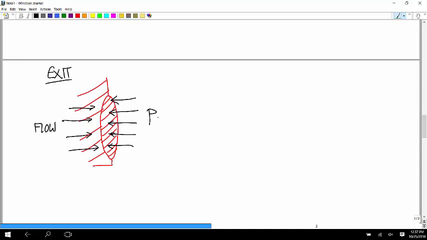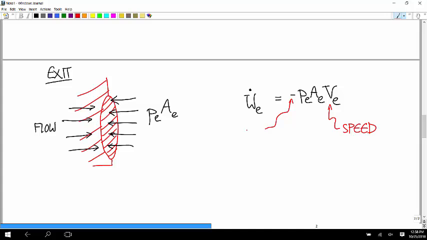So this force is the pressure at the exit times the area at the exit. And so this time, the rate of work at the exit, the sign is going to be opposite. Why is that? The velocity direction and the force direction are opposite this time. So you have negative pressure at the exit times area at the exit times the speed at the exit. This negative comes from the fact that the flow and the force are in opposite directions.